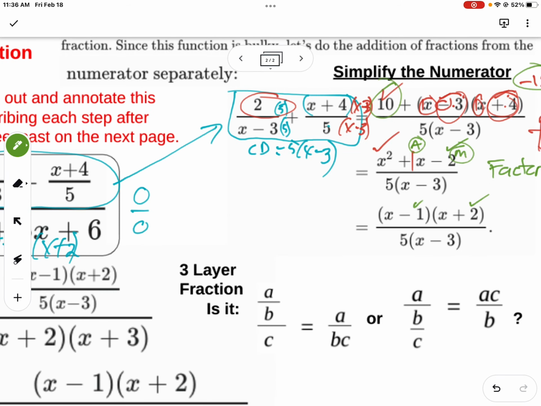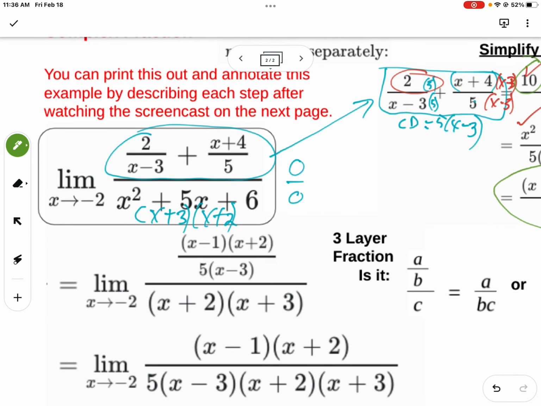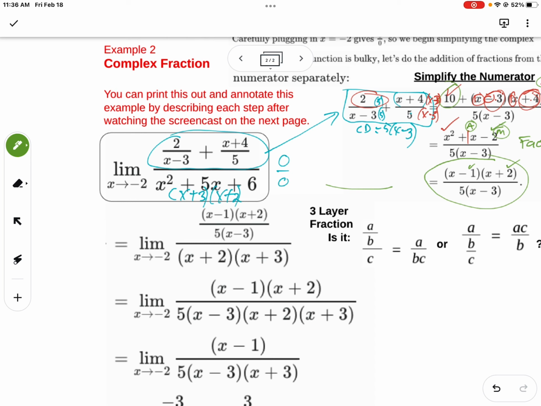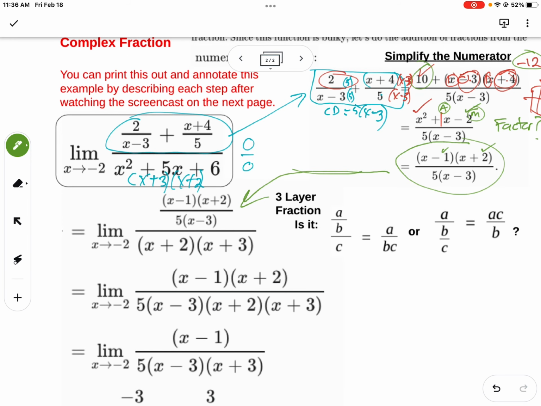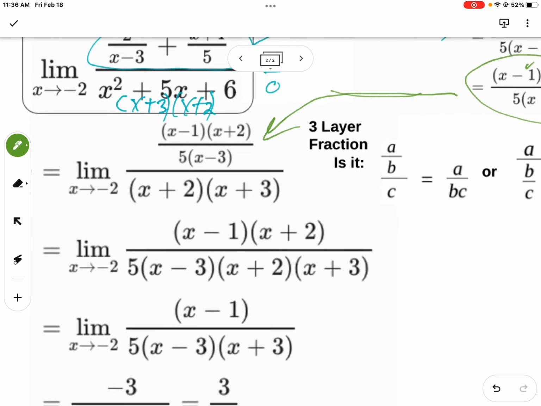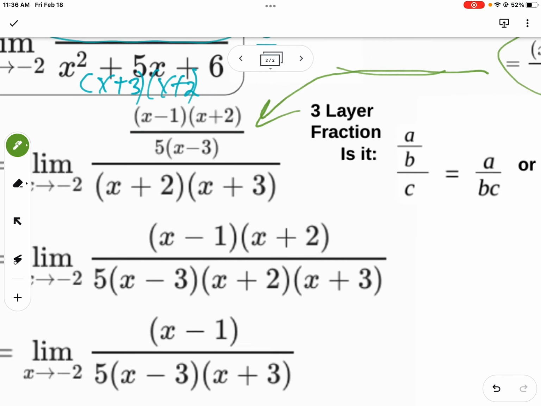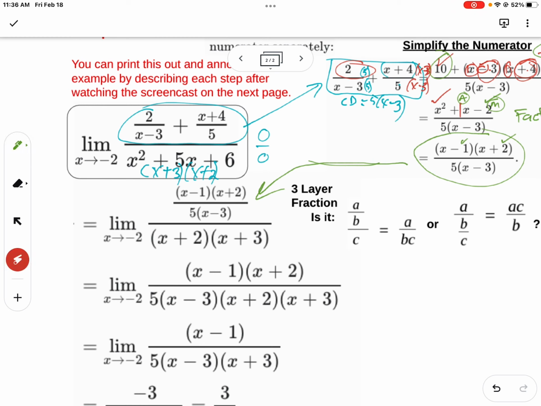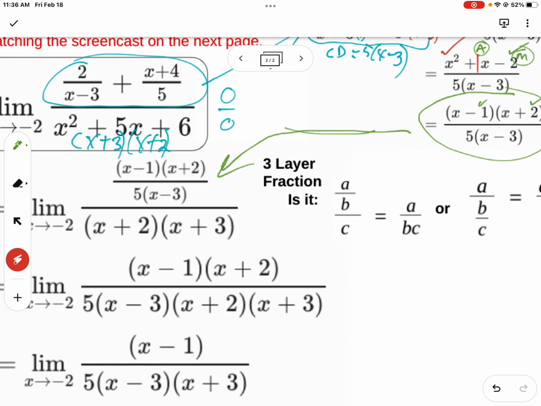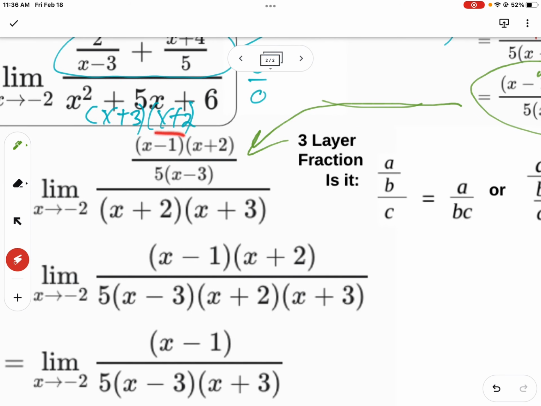Now what I do is I take this thing here and put it back into the limit, okay? And so I start working in the limit again. I'm putting that back into the limit. So this right here is just worth this in a more simplified form, okay? Now I've got what's called a 3-layer fraction. So it's a over b all over c.